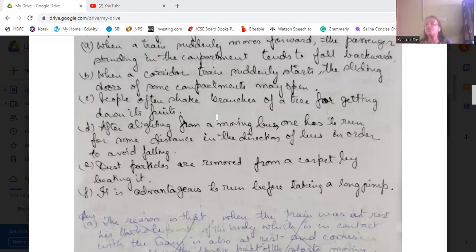It is advantageous to run before taking a long jump. When you are taking a long jump, it is easier if the person takes a run before jumping. That is helpful because the whole body will come in a state of motion before he takes the jump, and then he will easily take a long jump. But if he suddenly jumps, then he will not be able to take that leap.